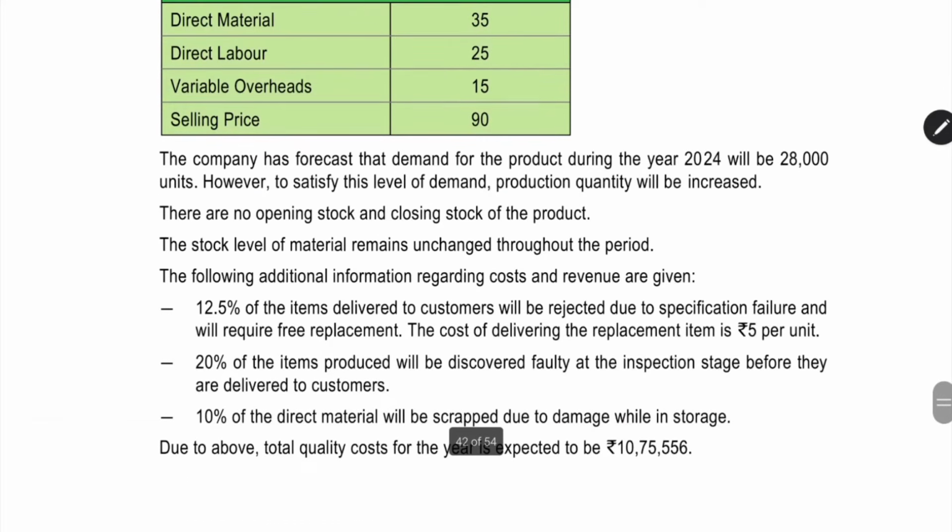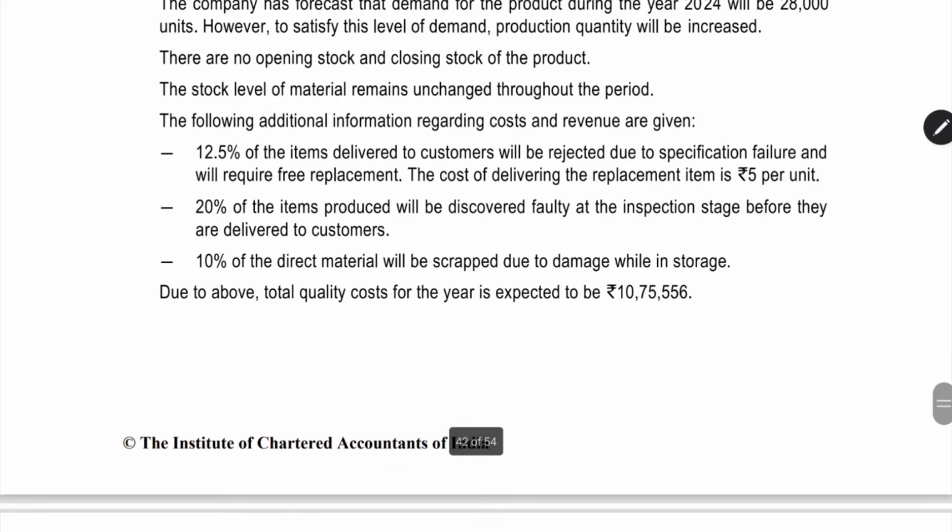The company has forecast that demand for the product during 2024 will be 28,000 units. This is the demand for the product. There is no opening stock and closing stock of the product. The stock level remains unchanged throughout the period. The following additional information regarding costs and revenue is given. There will be some points given here. We are going from down to above so that you can understand easily.